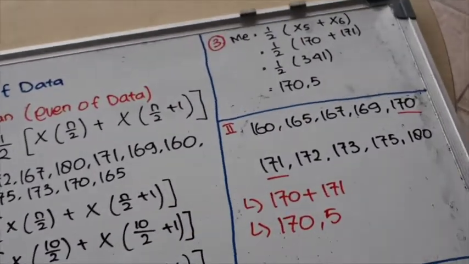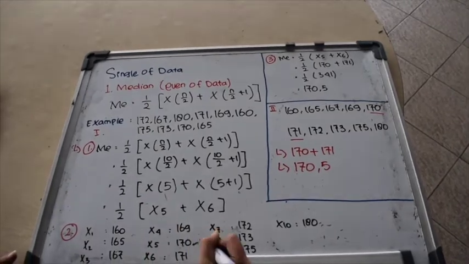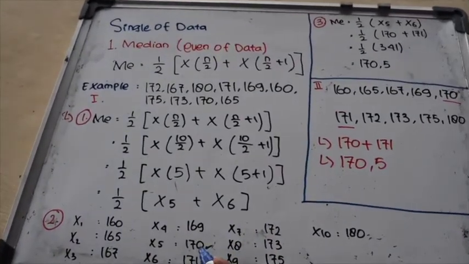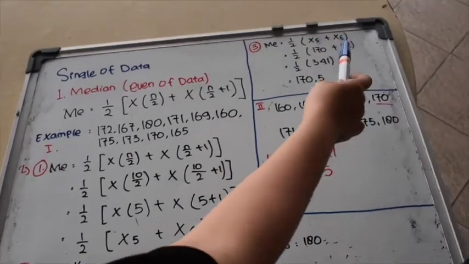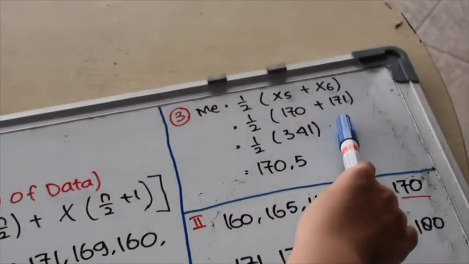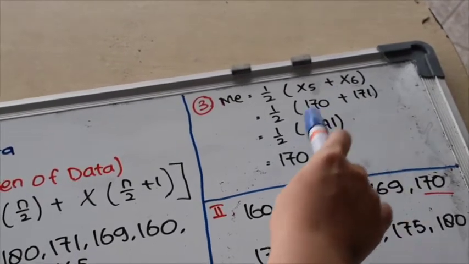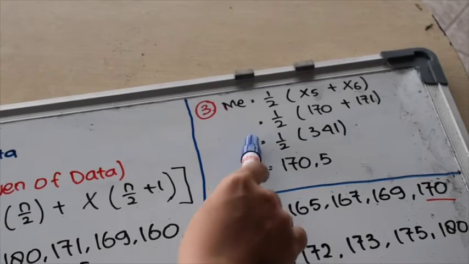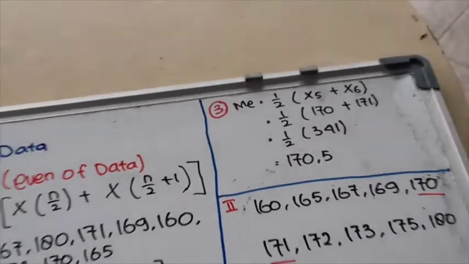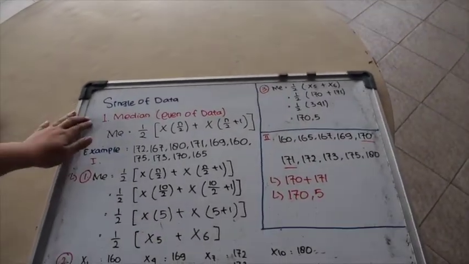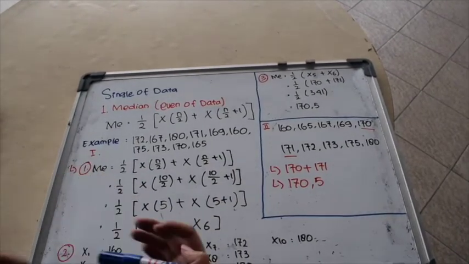We see in the second step that x5 and x6 are 170 and 171. So we put them in x5 and x6 and add both of them, and the result is 351. So 351 should be divided by 2. The result is 170.5. And that is the median of single data, of even data, but the second way is easier than this.